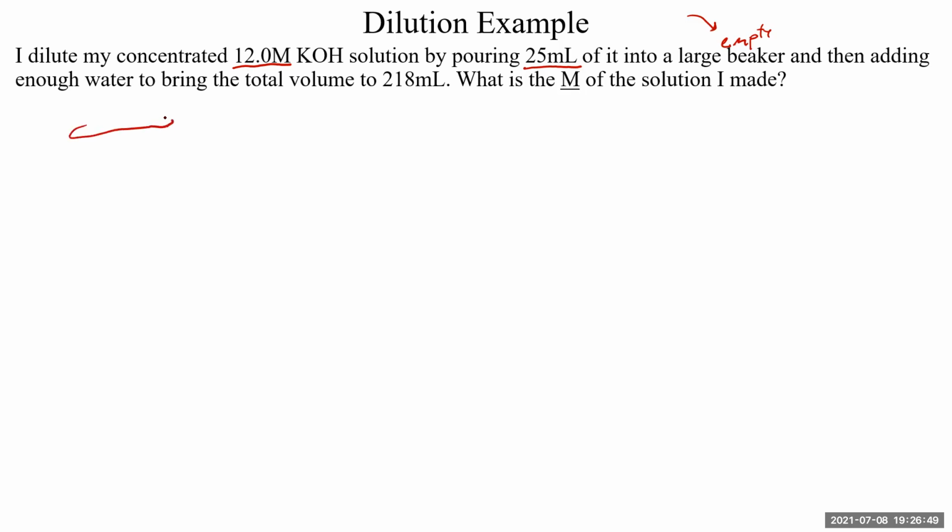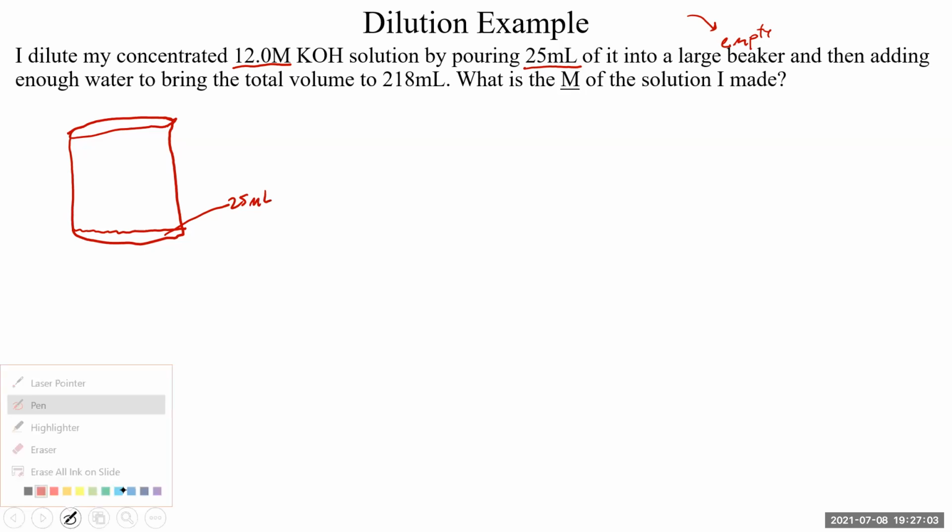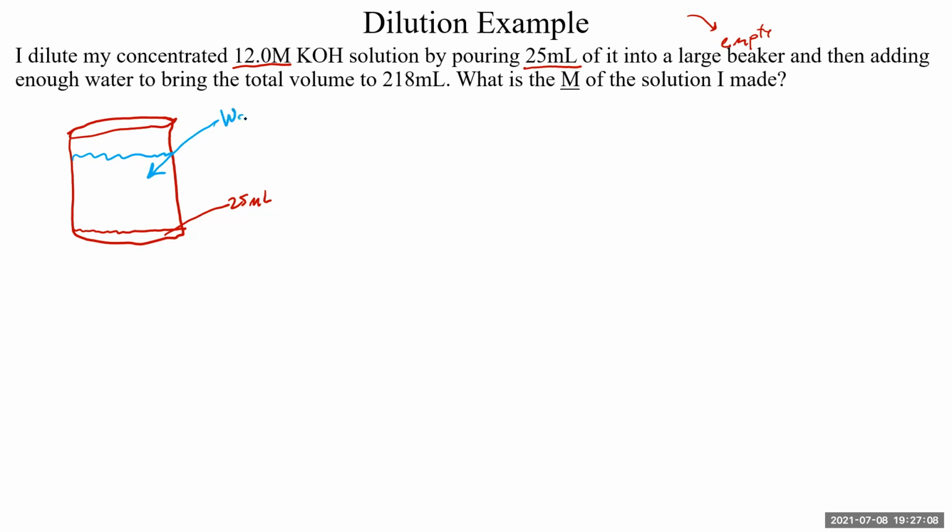In fact, you can imagine this like this. You just put a little tiny bit of your 25 milliliters at the very bottom. And then on top of that, you're going to add a whole bunch of water to dilute it down. How much water? Well, the whole volume goes up to 218. So that's what, 207 milliliters of water added.